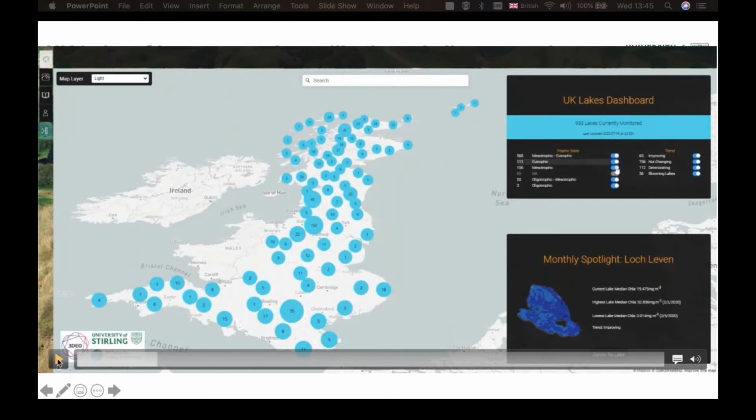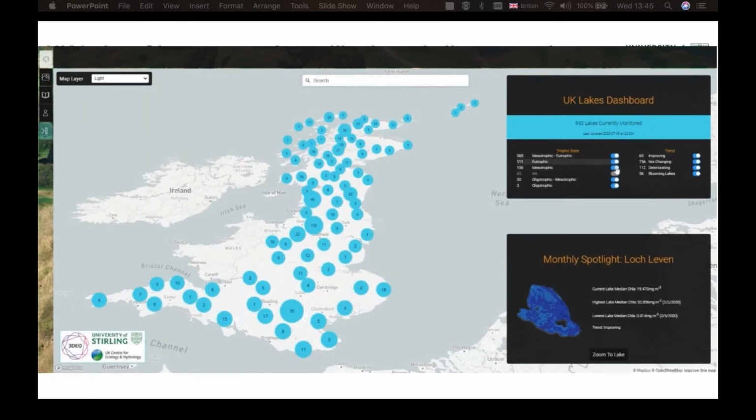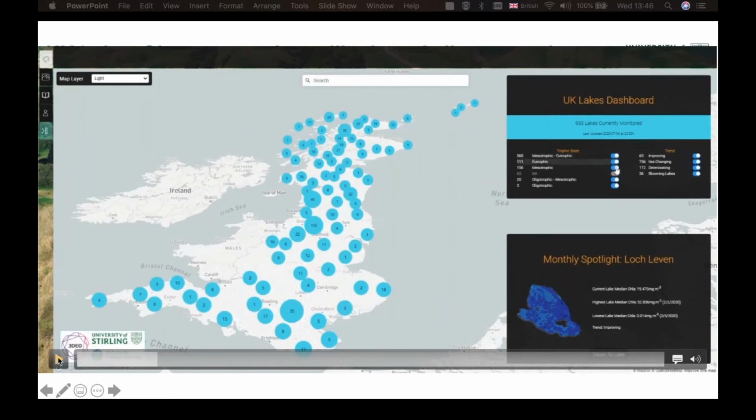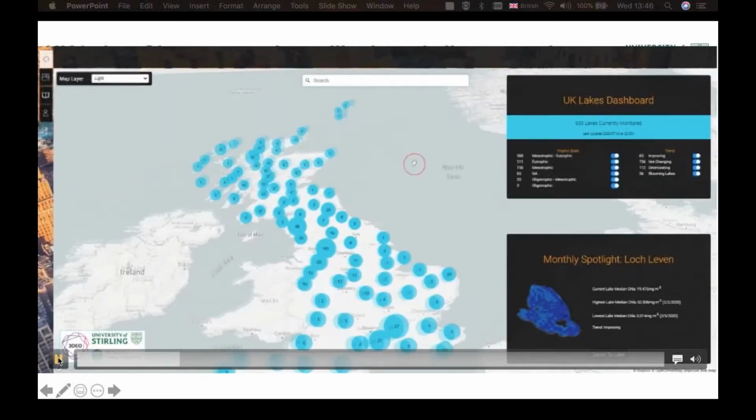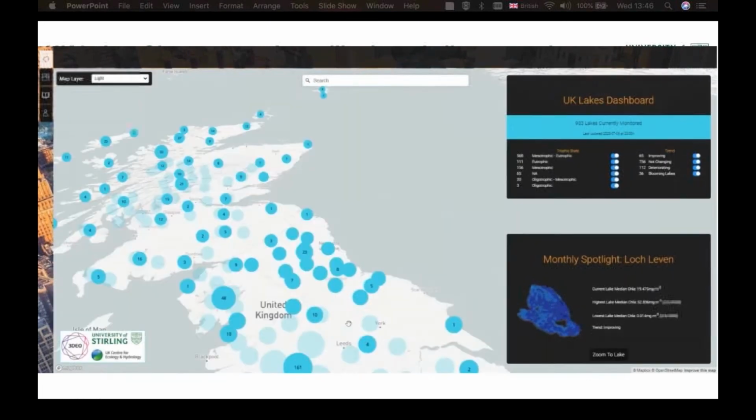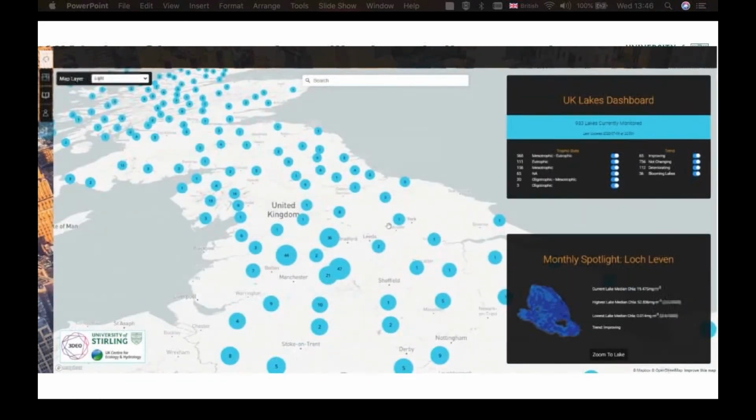We have currently 933 lakes in the UK, and these numbers inside the circles show the number of lakes in that area that are included in the UK Lakes Observatory. So if you zoom in, you will see the individual lakes. Another interesting feature here are the filters that you can see on your right hand. You can use this by sliding right to select lakes that are categorized as eutrophic, mesotrophic, oligotrophic, etc.